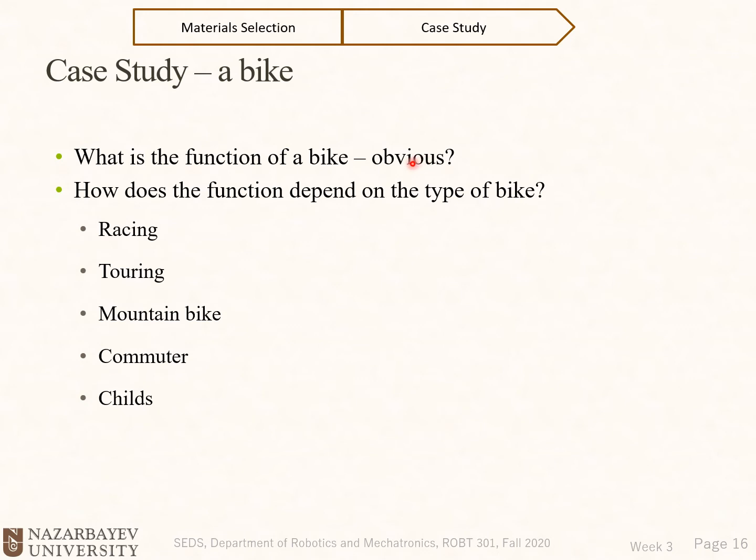No, it's not that obvious. How does the function depend on the type of bike? The bike is going to be a racing bike, touring bike, mountain bike, commuter bike, or child's bike. So you see that these categories change our design, change our material selection, and influence our design a lot.